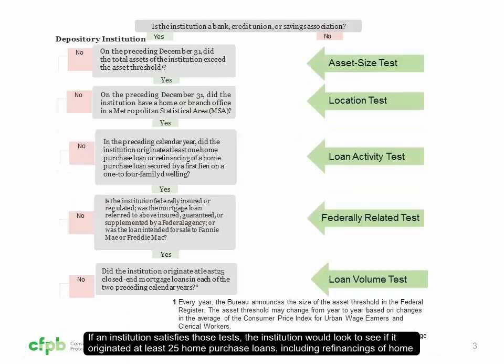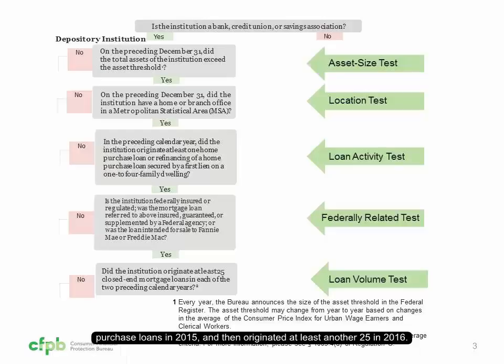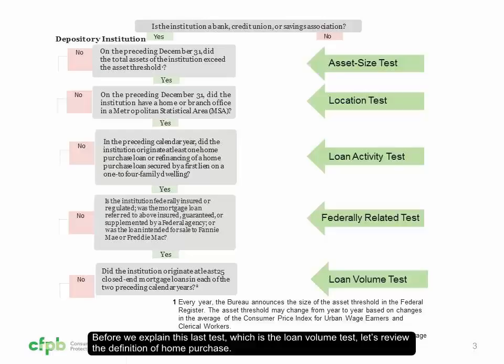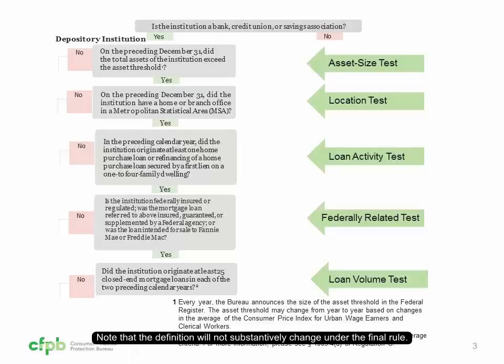If an institution satisfies those tests, the institution will look to see if it originated at least 25 home purchase loans, including refinancings of home purchase loans, in 2015, and then originated at least another 25 in 2016. Before we explain this last test, which is a loan volume test, let's review the definition of home purchase. Note that the definition will not substantively change under the final rule.